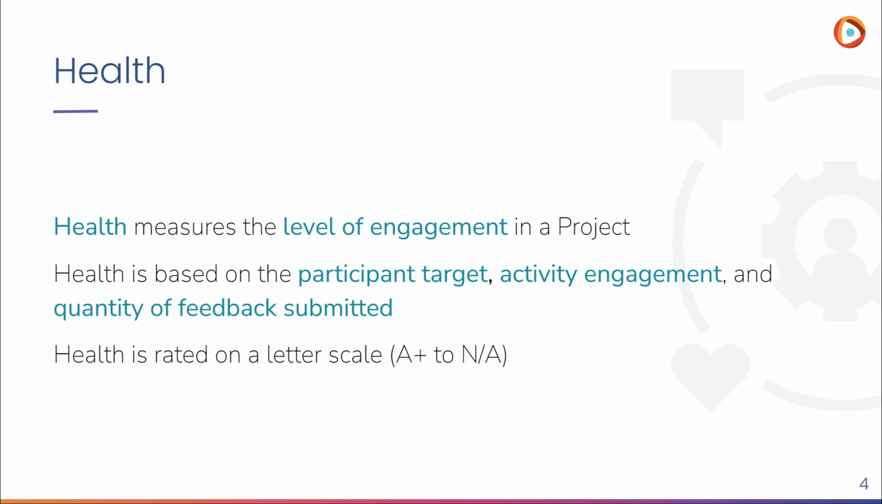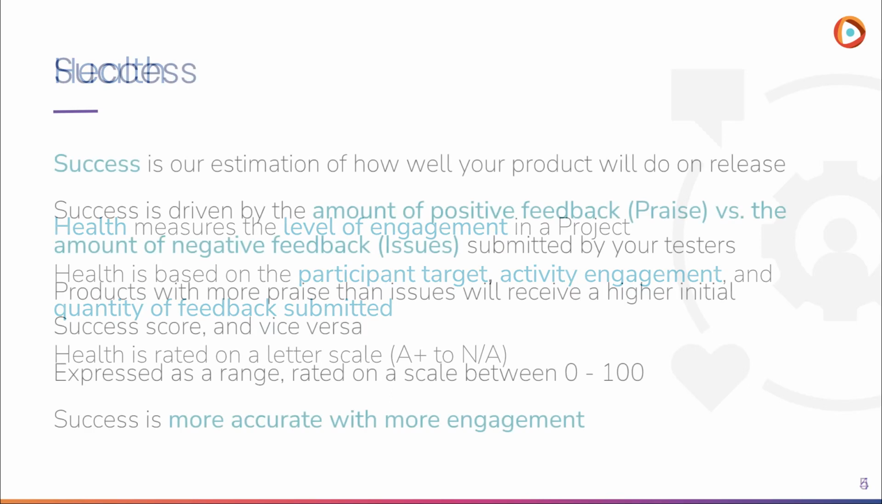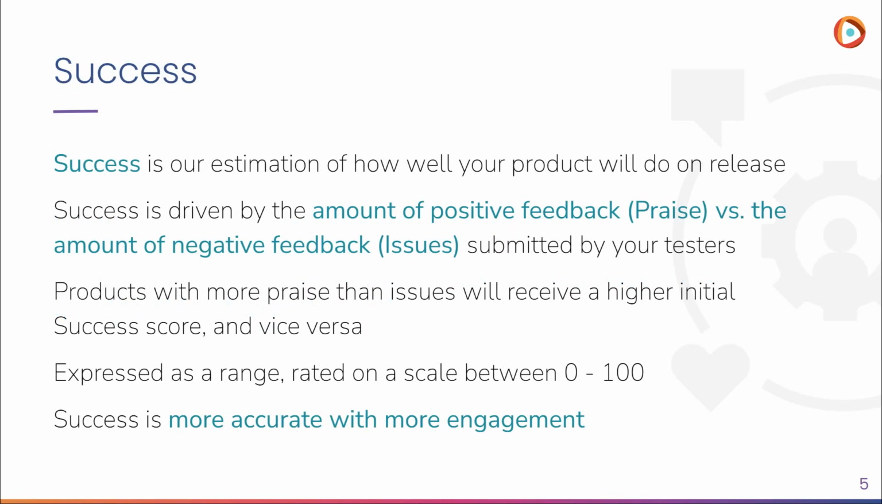Now, health is rated on a letter scale. A plus being, hey, all of our testers are doing as much as they can to contribute to the test. They're submitting plenty of feedback. We have all the testers that we need. They're completing all their activities. That would be like the perfect level of tester engagement right there. And then it goes all the way down to NA, which is like, hey, we just don't have enough data to rate engagement at this time. You'll usually see that at the very beginning of a project, and as things move along, you'll eventually get your health rating.